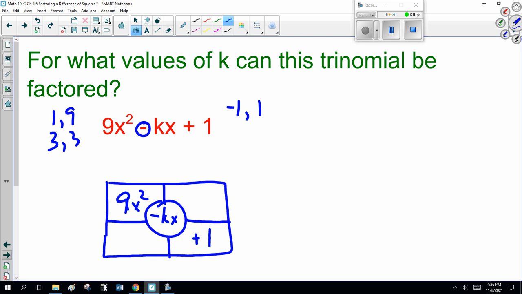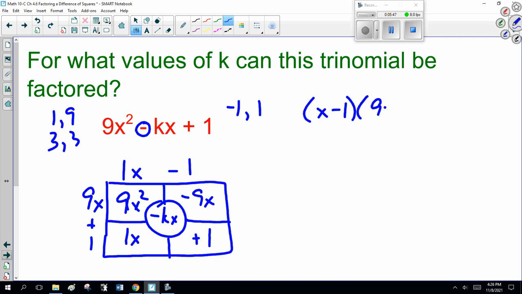So, if we went 1x and 9x, and put minus 1 and plus 1, what do we get? 1x minus 9x, this becomes, if this is x minus 1 times 9x plus 1, we get 9x squared minus 8x. So minus 8 is one value that works. Okay?